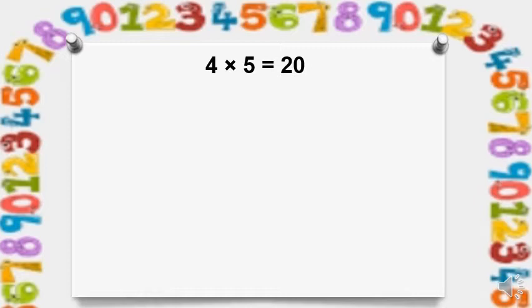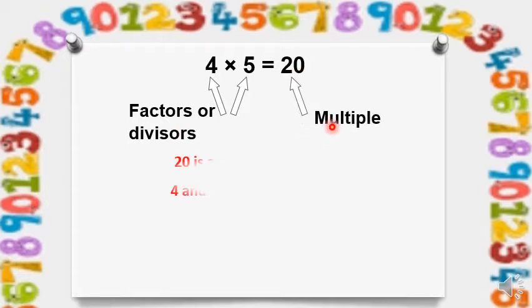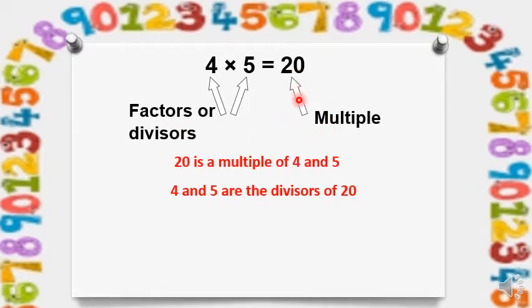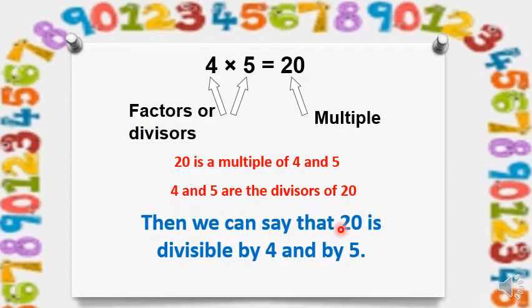Okay, first of all, let's recall we took in the previous lesson that 4 times 5 give me 20. So we call 4 and 5 factors or divisors, and 20 is the multiple. So 20 is the multiple of 4 and 5, and 4 and 5 are the divisors of 20. So in other words, we can say that 20 is divisible by 4 and by 5.